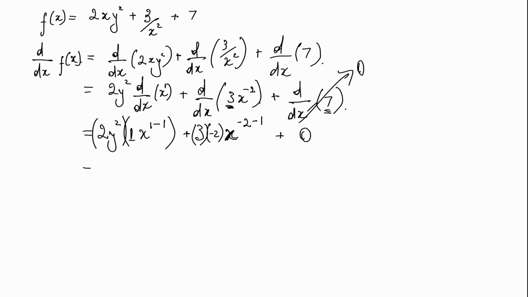So let's clean this up. Look at what we obtain. We obtain that this is 2y squared. The reason why this is 2y squared is that the power here is going to be 0. 1 minus 1 is 0. x to the power 0 is 1. So we end up with y squared.